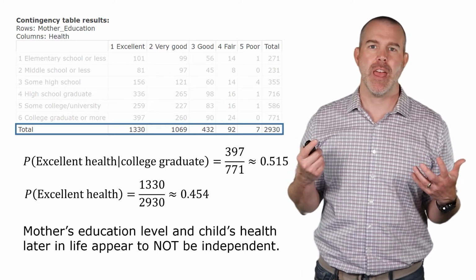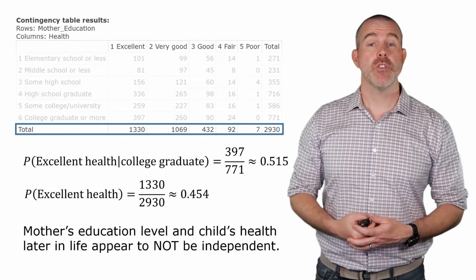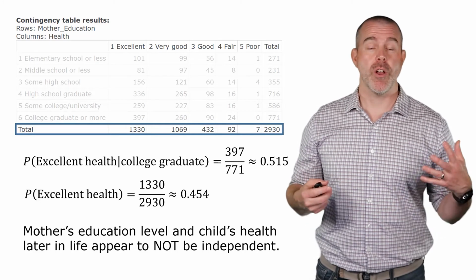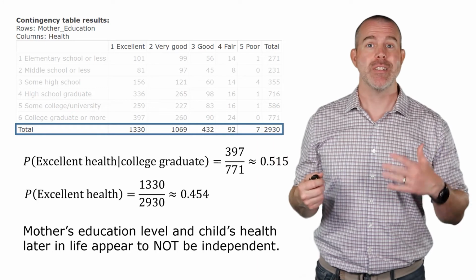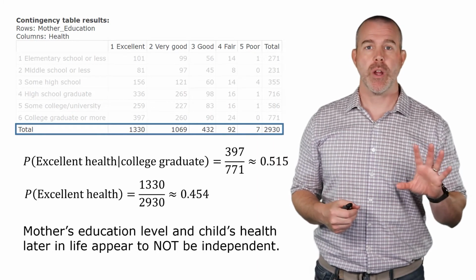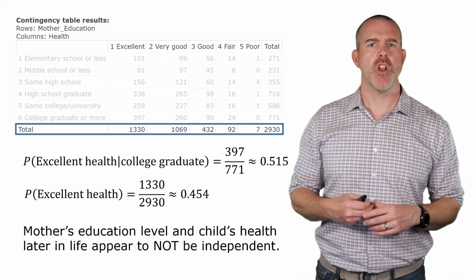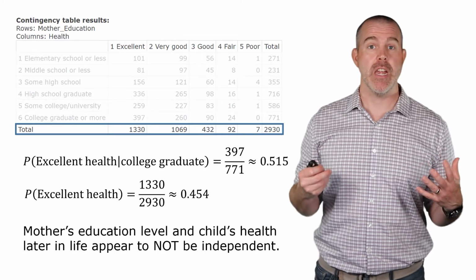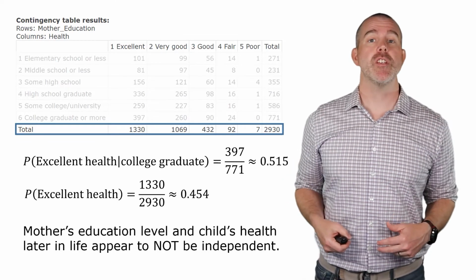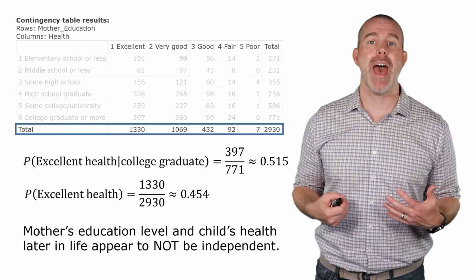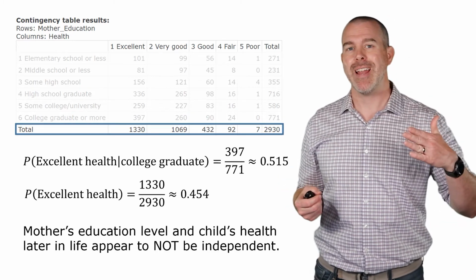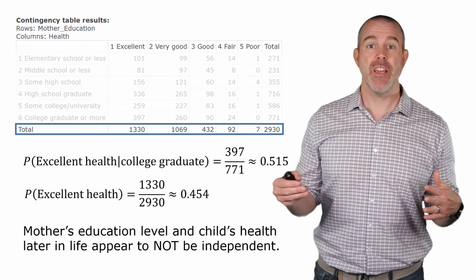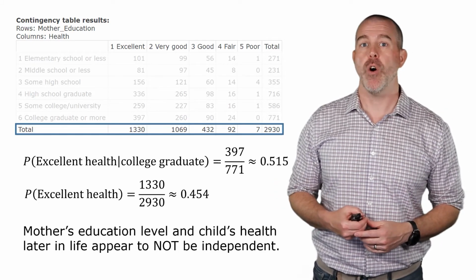So that's pretty significant. We will learn toward the end of the semester what's a threshold for how different is too different. It's actually called a chi-squared test for independence. So we're going to learn that toward the end of the semester to know how different is different enough. But following the definition of independence, given the data that we have, they do not appear to be independent because the probability of excellent health given that it's a college graduate is different from the probability of excellent health overall.